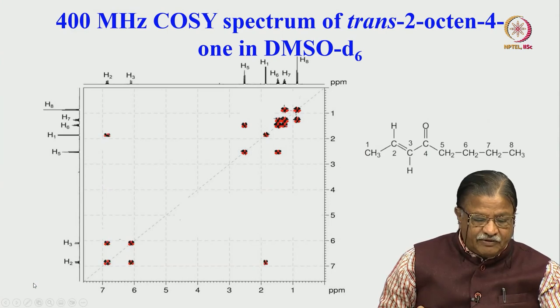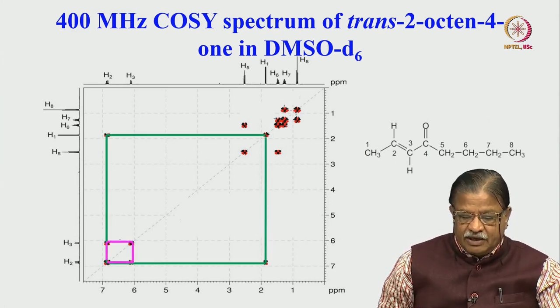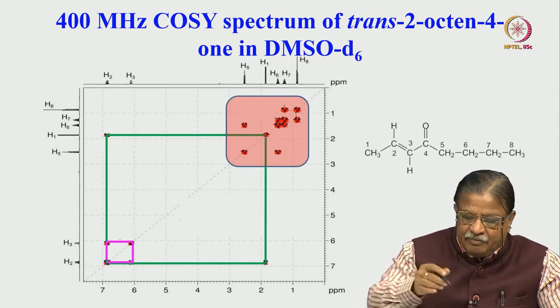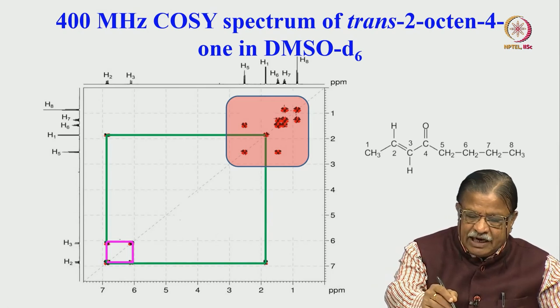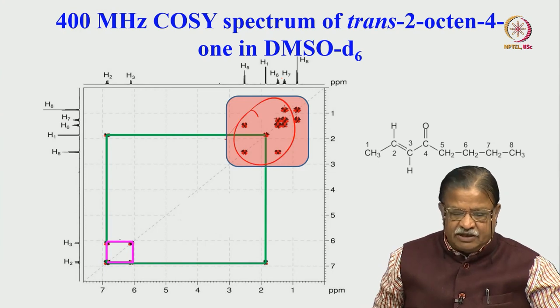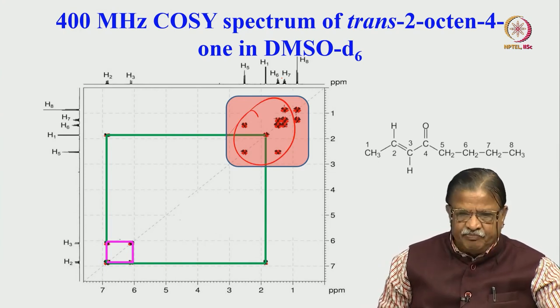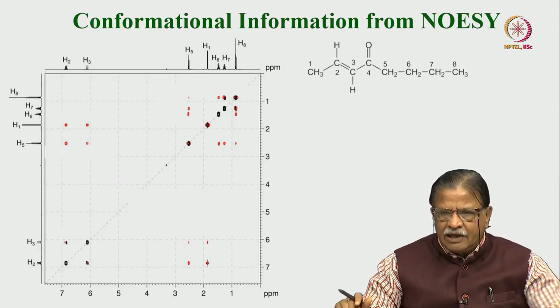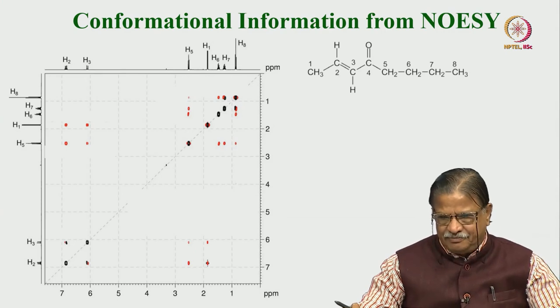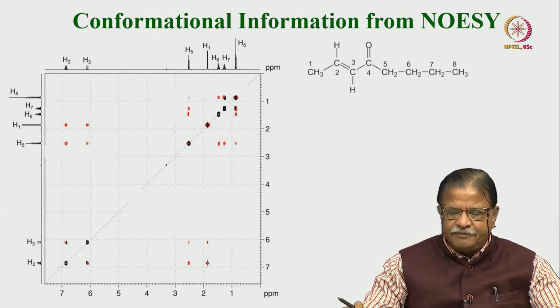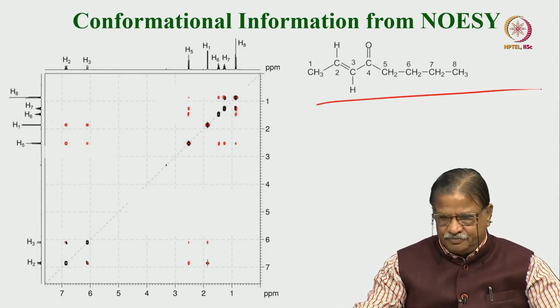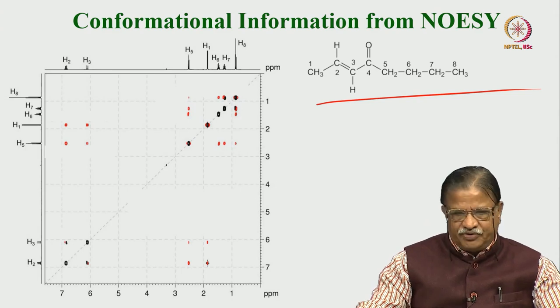So this is what we started with: H2 correlates to H1 and also to H3. And of course, in this region, you can identify from the methyl peak a cross peak H8 to H7, and the other way, also 6 and 5, you will get the cross peaks. This is a crowded region, but it is very easy. I assume you know how to make the assignment using COSY and assign all the peaks. My main idea is to get the conformational information for this molecule using NOESY.